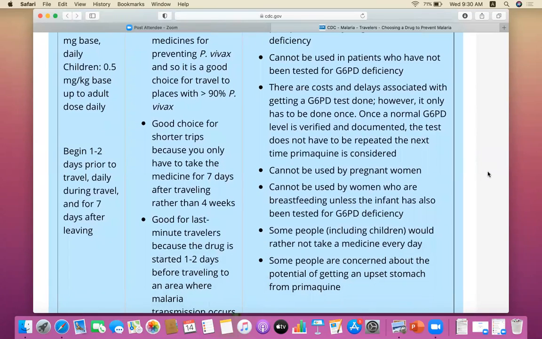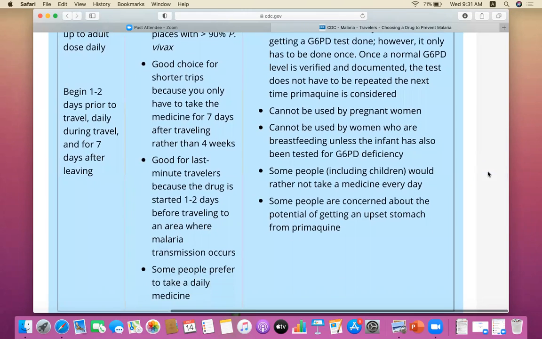It cannot be used by pregnant women. Yes, we have seen that chloroquine can be used in pregnant women, but primaquine, no. It cannot be used by women who are breastfeeding unless the infant has also been tested for glucose 6 phosphate dehydrogenase deficiency. Some people, including children, would rather not take medications every day.